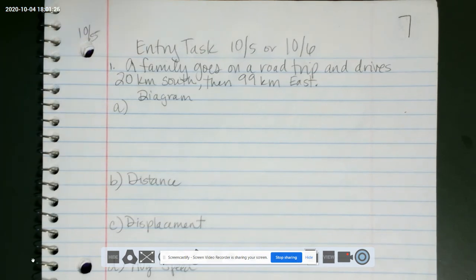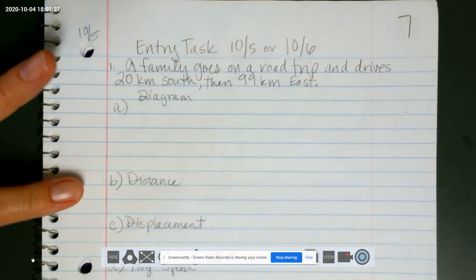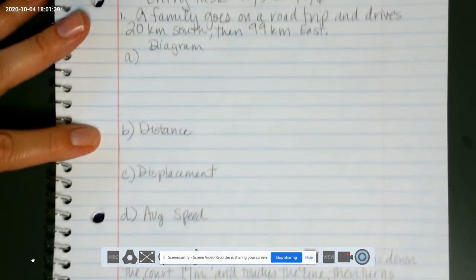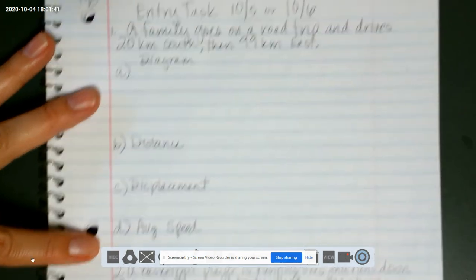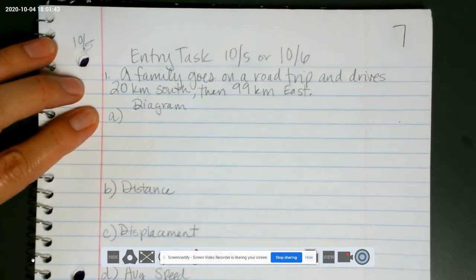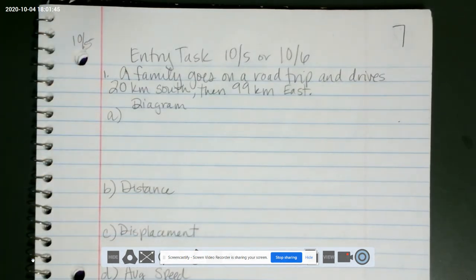A family goes on a road trip and drives 20 kilometers south, then 99 kilometers east. So we want to find multiple things. We want to diagram it first. Then we want to find the distance, the displacement, and the average speed. So we'll go through all of those. First off, the diagram is really important. I've told you that before with the last displacement. It gives you a visual of the numbers that you're going to be putting down in your problems.